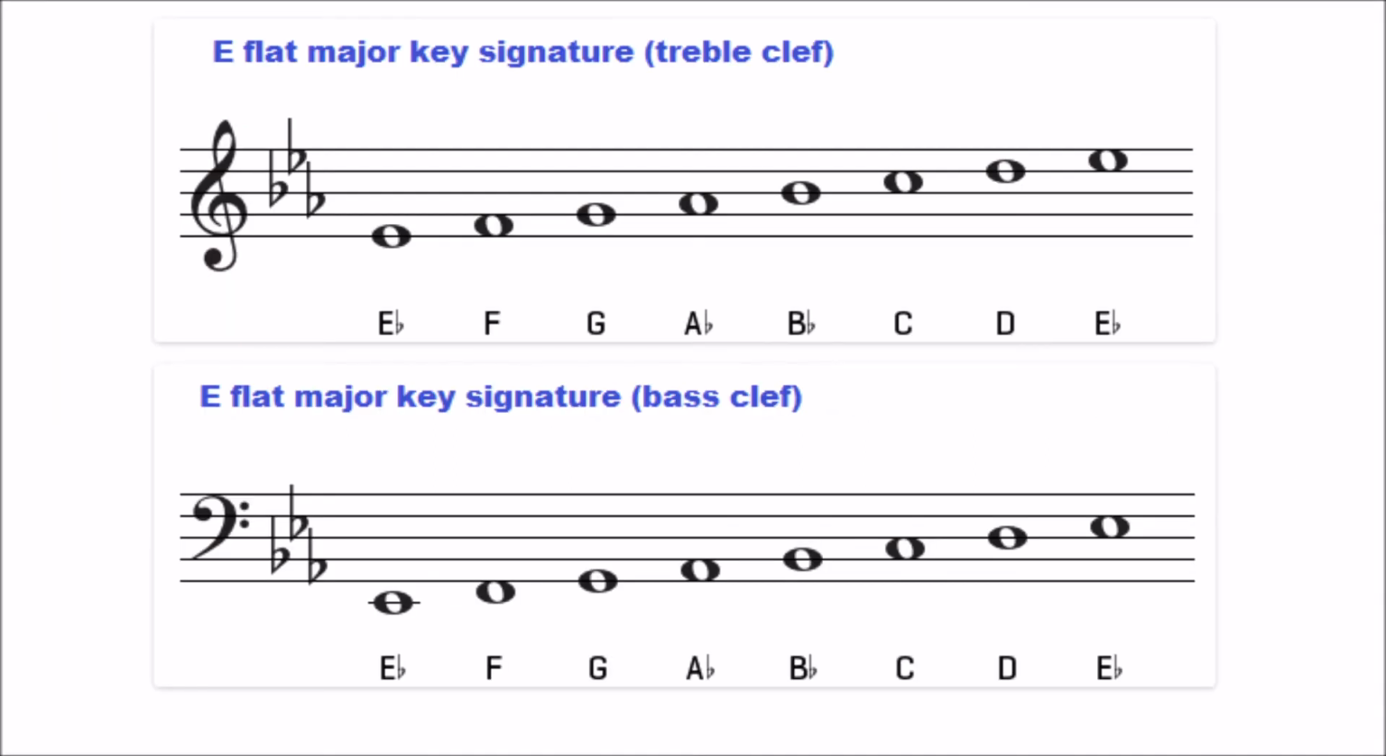Here's a diagram of the E flat major scale on the treble and bass clefs. It also shows the E flat major key signature. As we've seen, there are 3 flats in the key of E flat major. And these flats are B flat, E flat, and A flat.